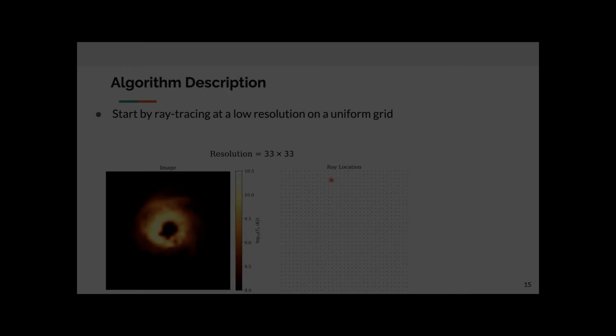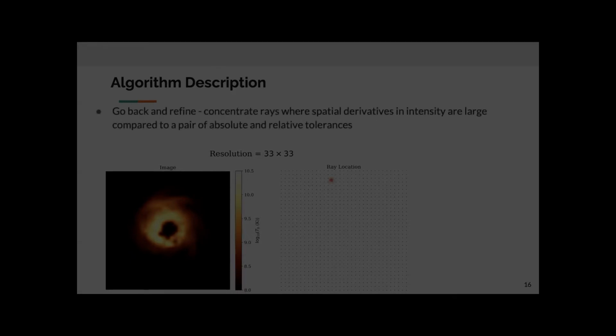But that's okay, because what we do in the next step is we go back and refine. Specifically, we choose to refine and concentrate rays where the spatial derivatives in the intensity are large compared to a pair of absolute and relative tolerances. If the spatial derivatives are large, this is indicative of fine structure or sharp features on the image that we would like to refine around and resolve more clearly.